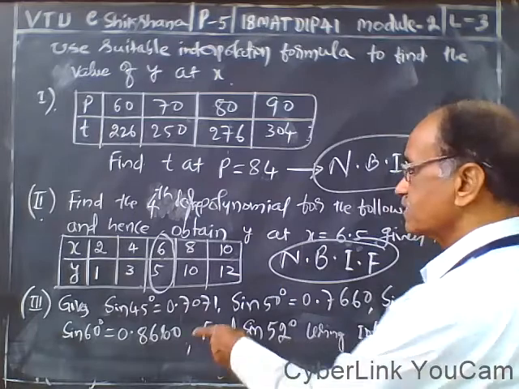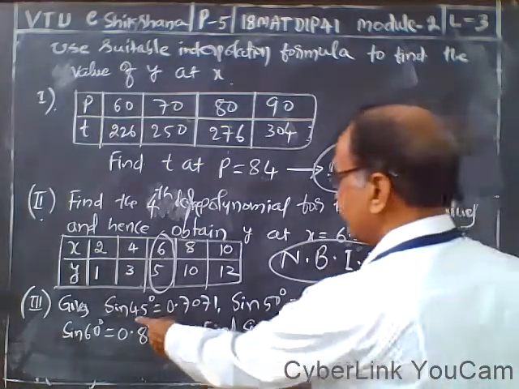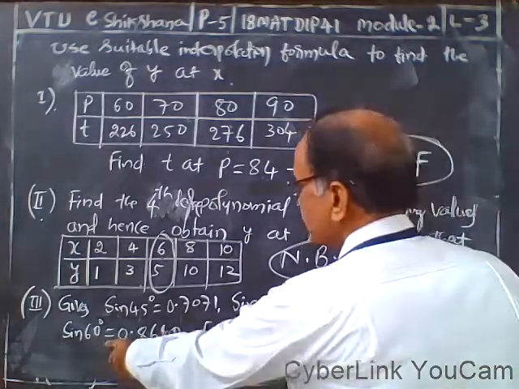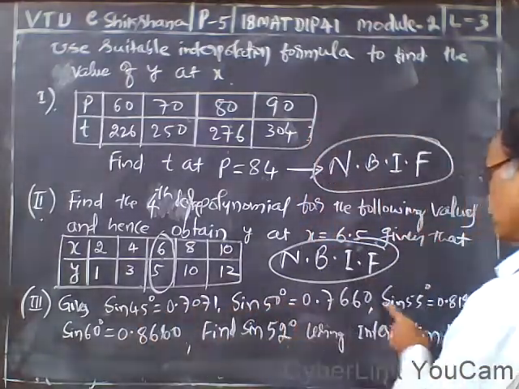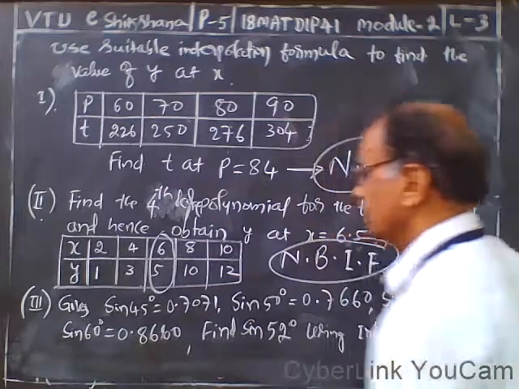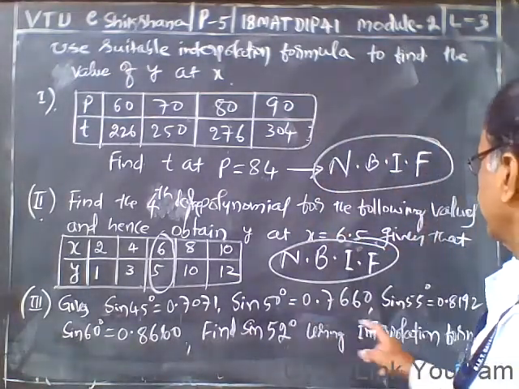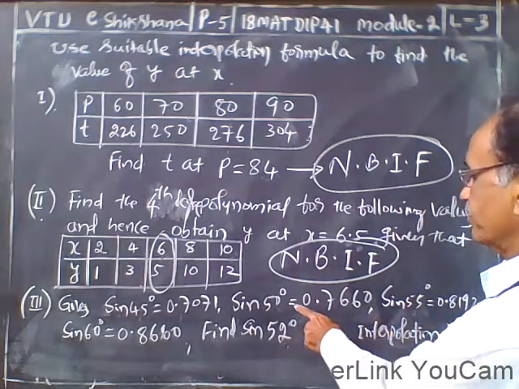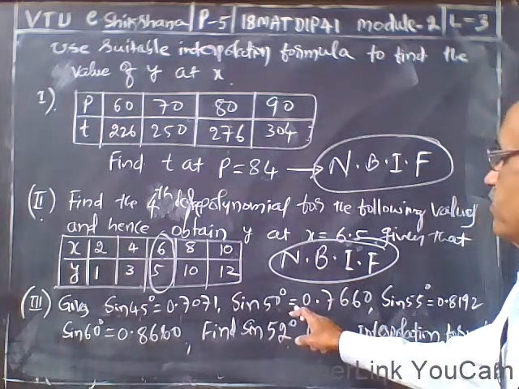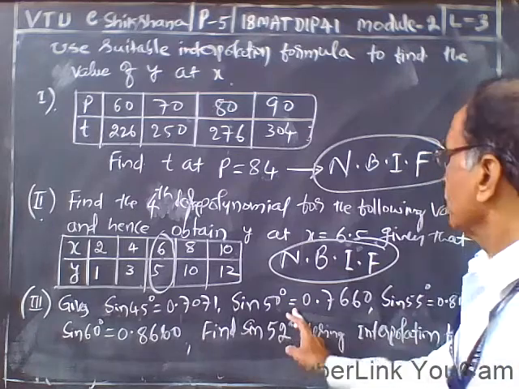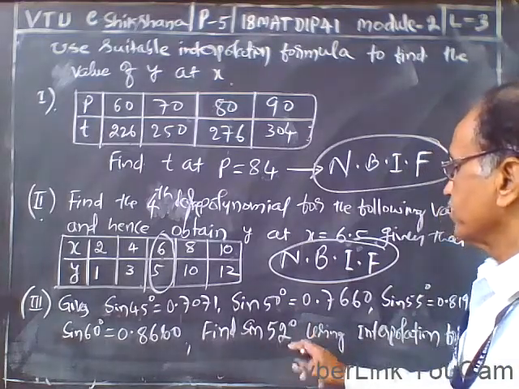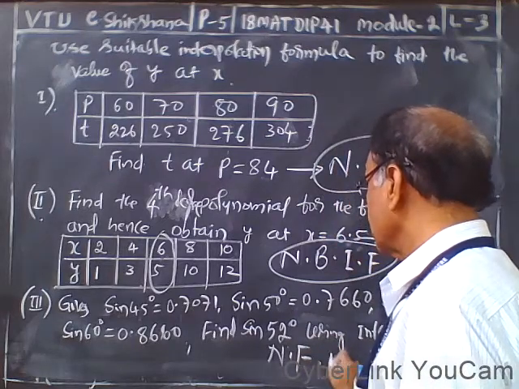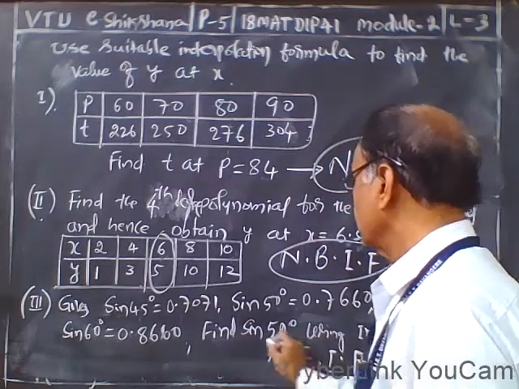Then for this, that is 52, we have 45, then 50, then 55, and then 60. 1, 2, 3, then 4 values are there. 50 and 45 in between, 50 and 55 in between, 52.5 is the central value. But here it is asked for 52. Then you have to find out by using Newton's forward interpolation formula.